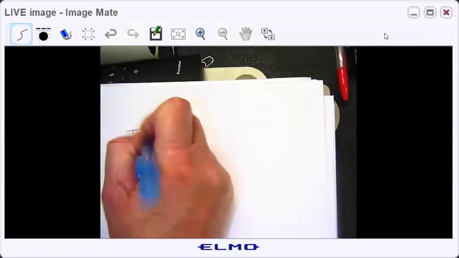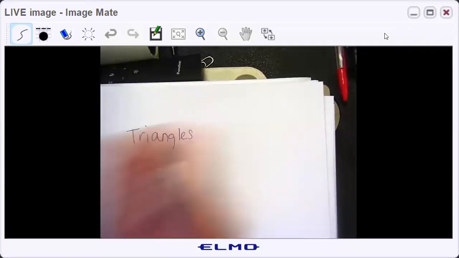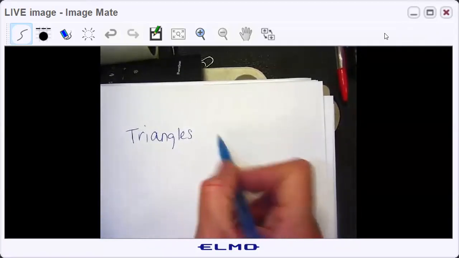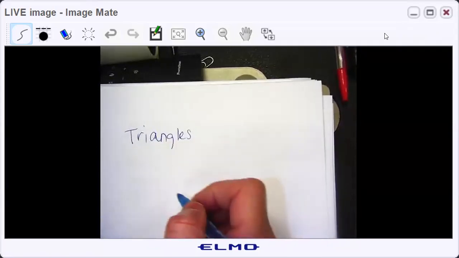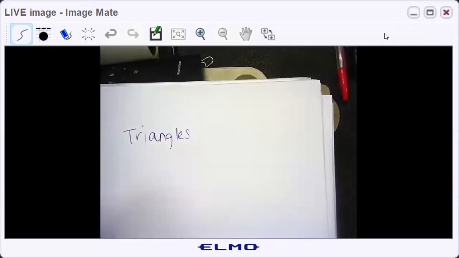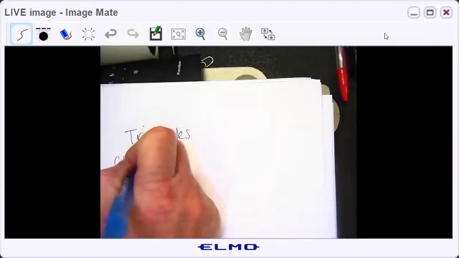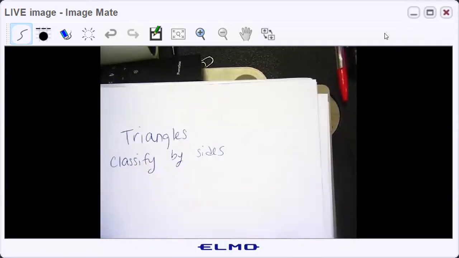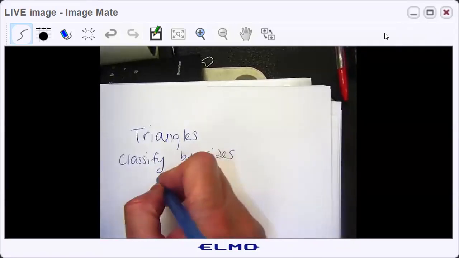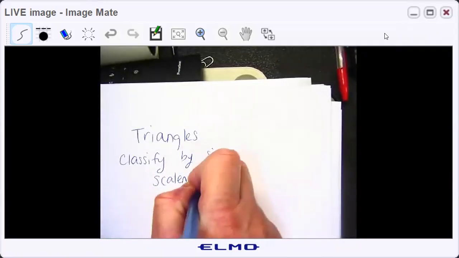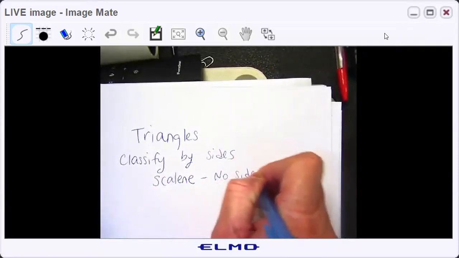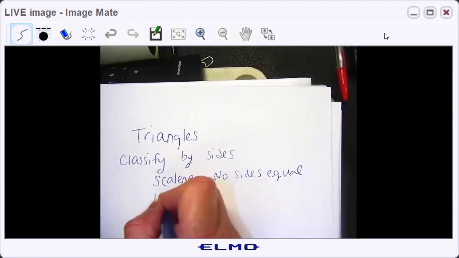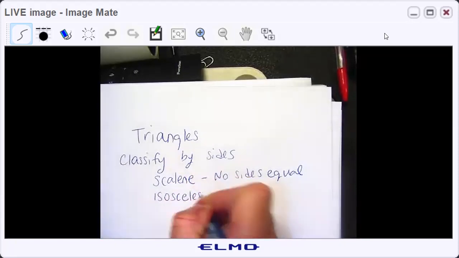Well, triangles, before we even go there, triangles are what we call polygons with straight lines, of course, three sides and three angles. And when we talk about how to classify them, we can classify them by sides. We can have no sides equal in the triangle. That would be a scalene. We can have at least two sides equal. That would be your isosceles triangle.